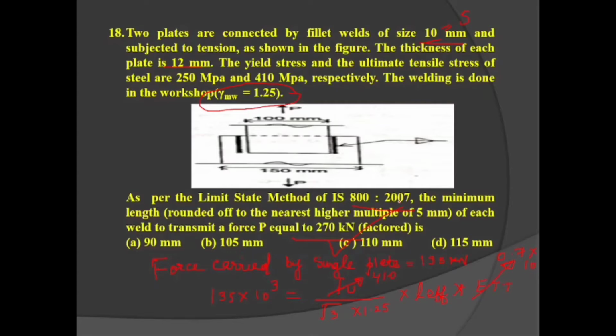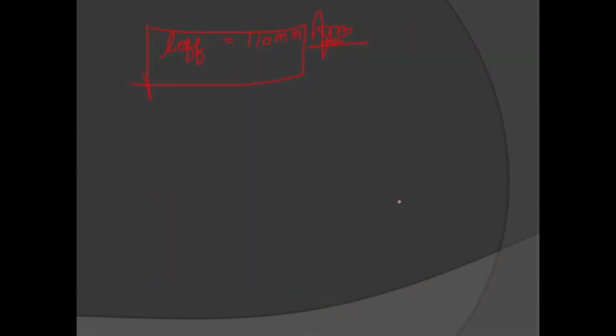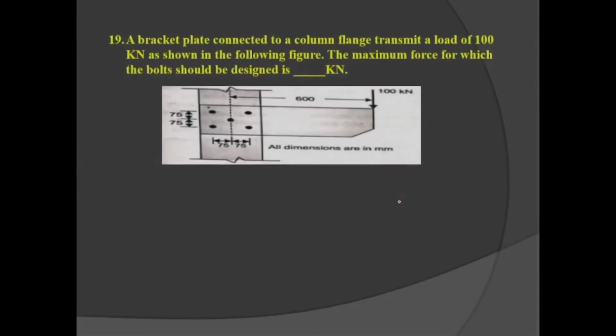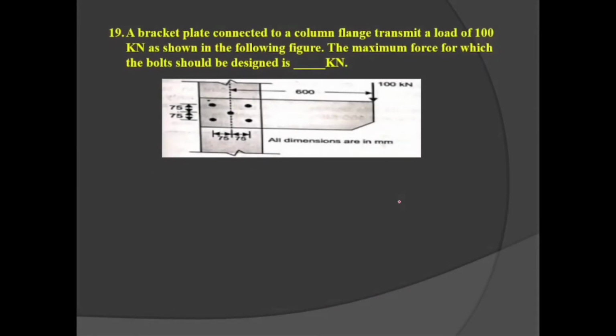Okay, so now let's move towards question number 19. A bracket plate is connected to a column flange. The same question is there as we had discussed in the in-plane eccentric welded connections. Connected to a column flange, it transmits a load of 100 kilonewton as shown in the figure. So my dear students, initially we have to calculate the direct shear force, that is the F1 value.